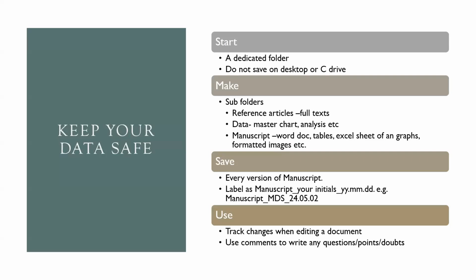Save every version of your manuscript. Label your manuscript with manuscript, your initials, year, month, date. Putting the year first and then the month and date makes it come chronologically. So you know which is the oldest to the newest version. Save every version, because you may delete something now and later on somebody may ask for it.